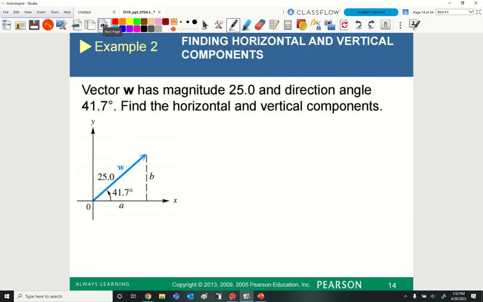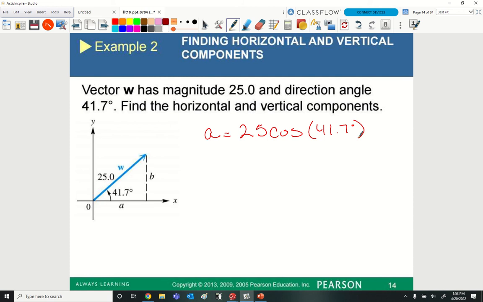Now, vector W has a magnitude of 25. So we're going to find the A value, which is also referred to as your x direction. To solve for A, I would do my magnitude, 25, times cosine of 41.7. That's going to be your A direction.